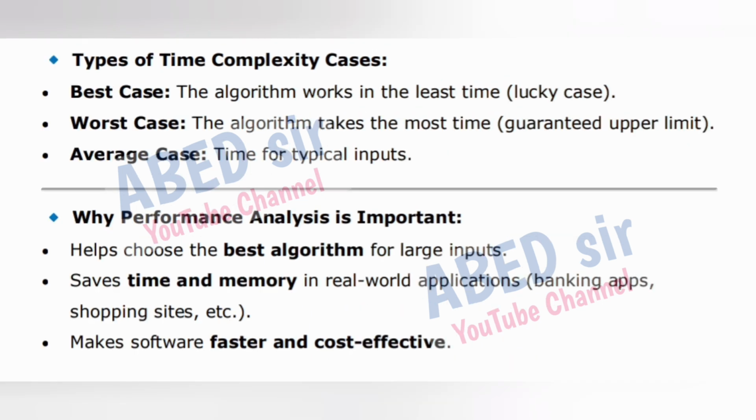Types of time complexity cases. Best case, the algorithm works in the least time, lucky case. Worst case, the algorithm takes the most time, guaranteed upper limit. Average case, time for typical inputs.